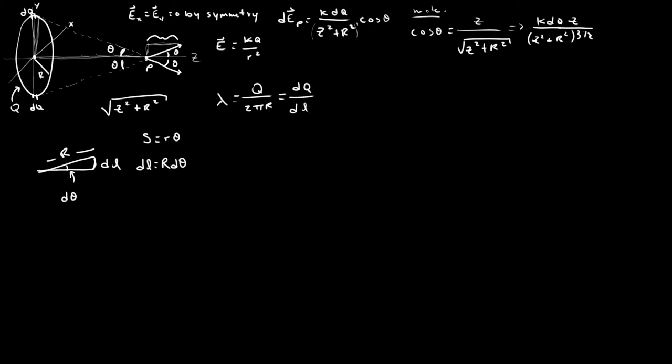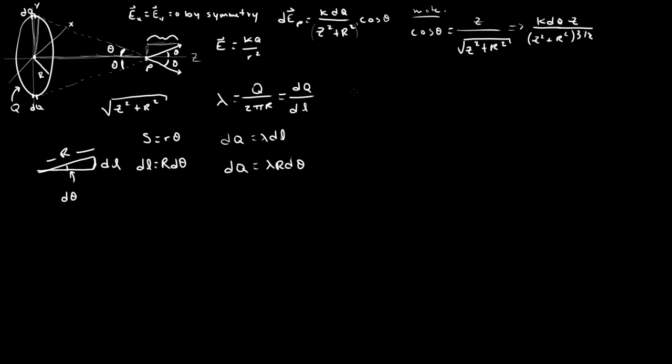Now we have dl, and we can solve for dq in terms of dl. Now we have that dq is equal to lambda dl, and we can replace all of this for dl. We can say that dq is equal to lambda r d theta. And now this is very convenient for us because now we have dq in terms of d theta, and we can plug that in up here for dq.